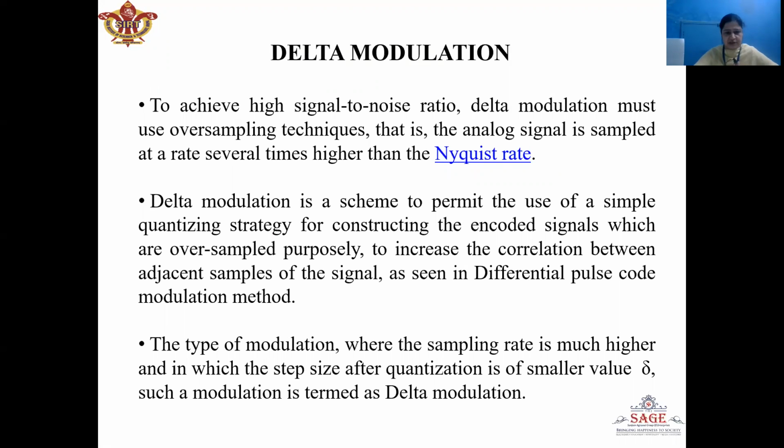In data modulation, the purpose is to achieve a high signal to noise ratio. So, here we use the oversampling technique, that is, the analog signal is sampled at a rate several times higher than the Nyquist rate. So, here the signal is oversampled. This increases correlation between adjacent samples of the signal, which results in a small prediction error so that the error can be encoded using only a single bit. So the sampling rate is much higher and the step size after quantization is of smaller value. This technique is known as data modulation.